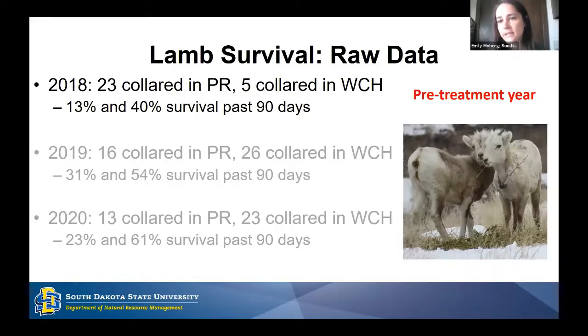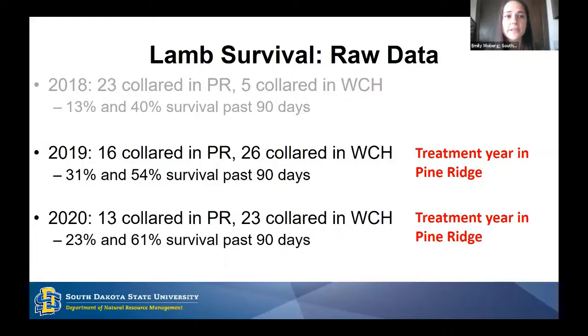Because that was our main focus, how we were going to do this treatment in the Pine Ridge. We only had 13% survive, and then a little 40% in the Wildcat Hills. In 2019, this is when we started to conduct our removal. So these were considered our treatment years, 2019 and 2020.